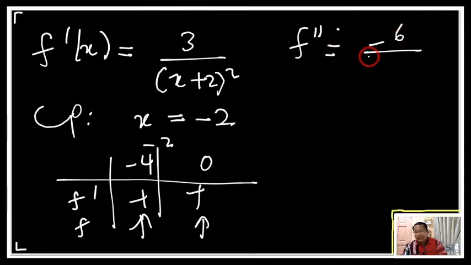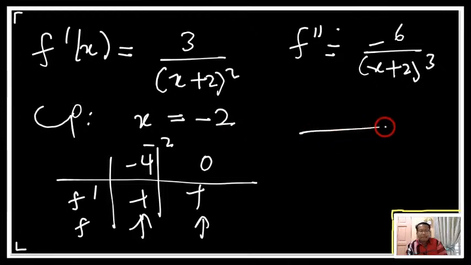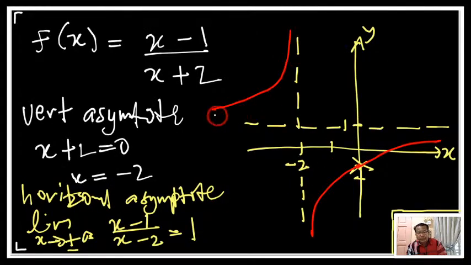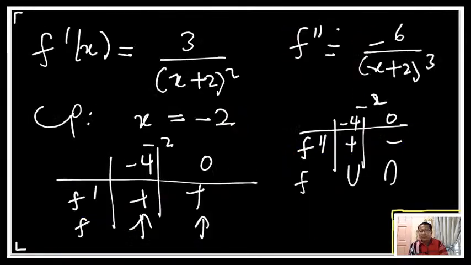And the concavity: f double prime, the second derivative, is equal to minus 6 over (x plus 2) cubed. Equal to 0, so also the same, you have minus 2 here. For the second derivative, let's say you choose minus 4 and 0. So one is plus, one is minus. You substitute into this one. So this one is concave up, concave down. If you look at your graph, one is concave up, one concave down after minus 2. So you are good to go. Finish graph sketching.